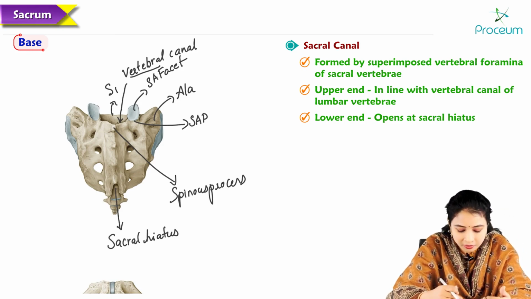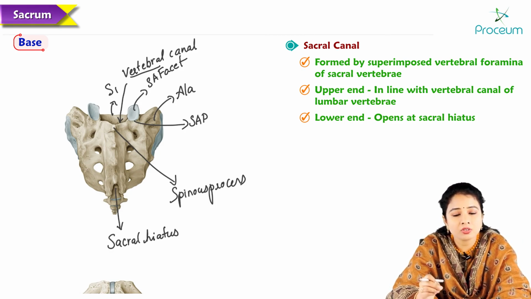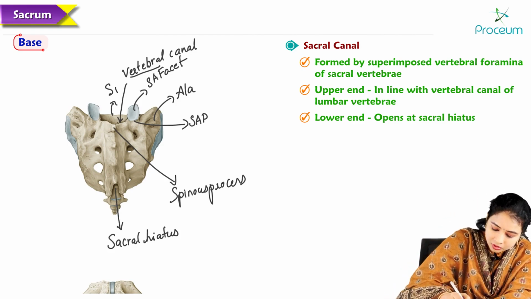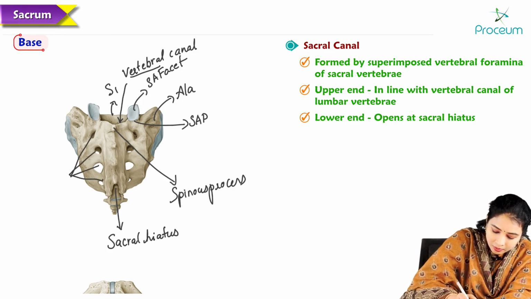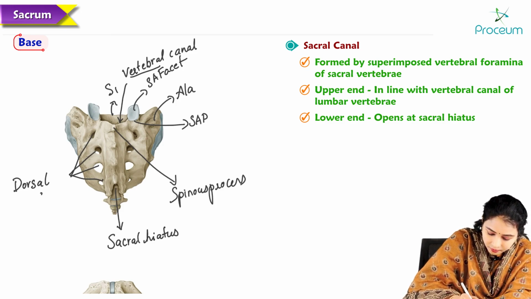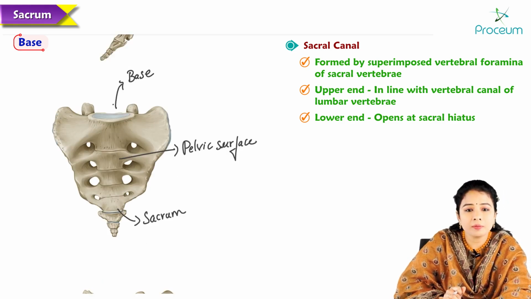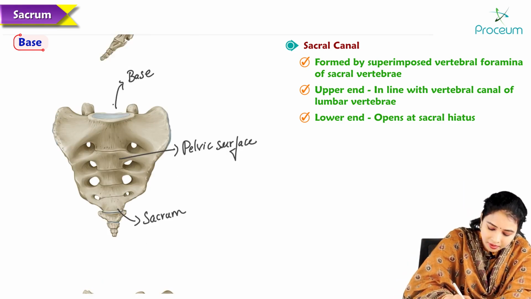On the inner aspect, if you see the gaps between the vertebra, that is called intervertebral foramina, and we can see the pelvic and dorsal sacral foramina. So what you are seeing is the dorsal surface of the sacrum. So these foramina are dorsal sacral foramina. And in this image we can appreciate ventral sacral foramina.